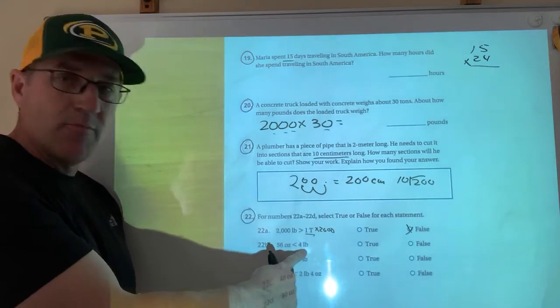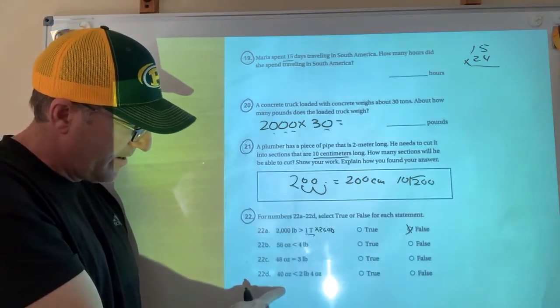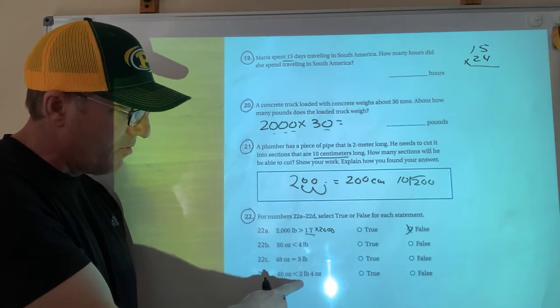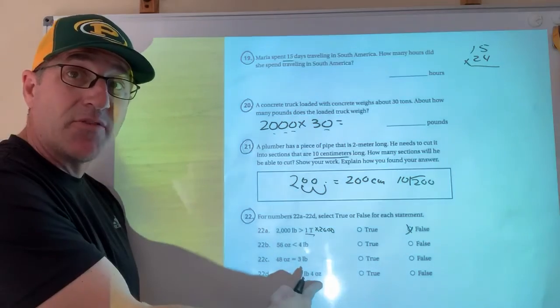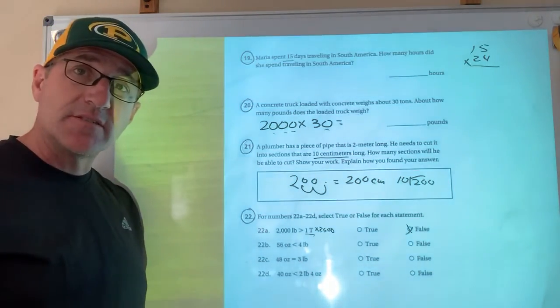So here I've got pounds, I would multiply that by 16. Here I've got pounds, multiply it by 16. Here I've got ounces and pounds. Remember, multiply it by 16, and then you add the remainder to get back to this one. All right? That's it. If you've got questions, let me know.